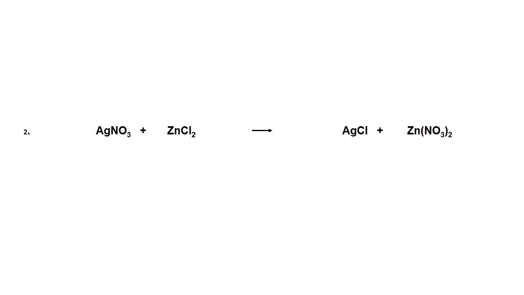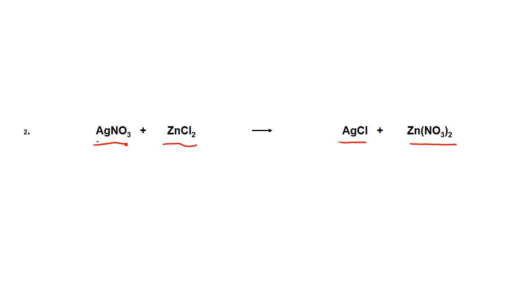Number 2, this problem is the one that you guys tend to mess up on, because I've given you the first part. I've written the symbols out, and they're written correctly. You got to trust me, they are written correctly. So I have silver nitrate plus zinc chloride gives me silver chloride plus zinc nitrate. And all you're going to need to do now is balance.